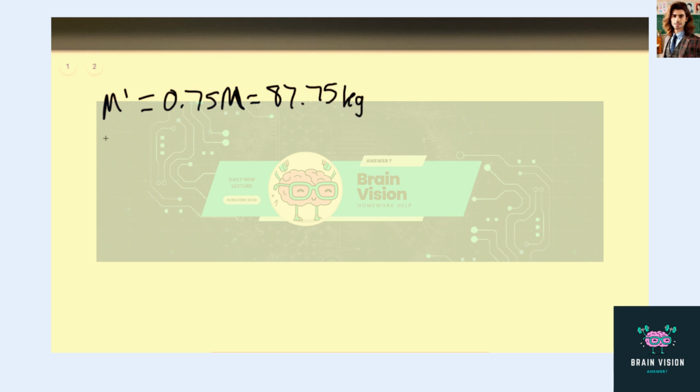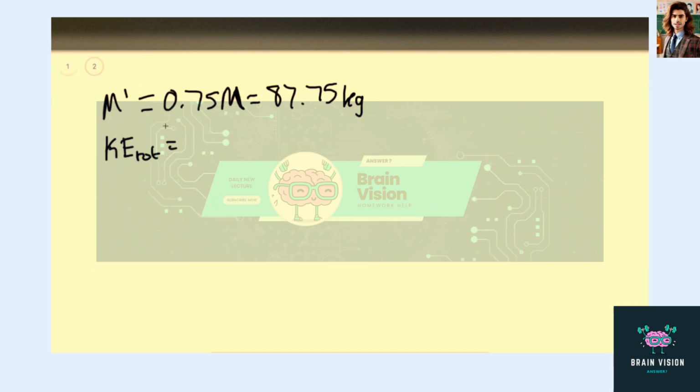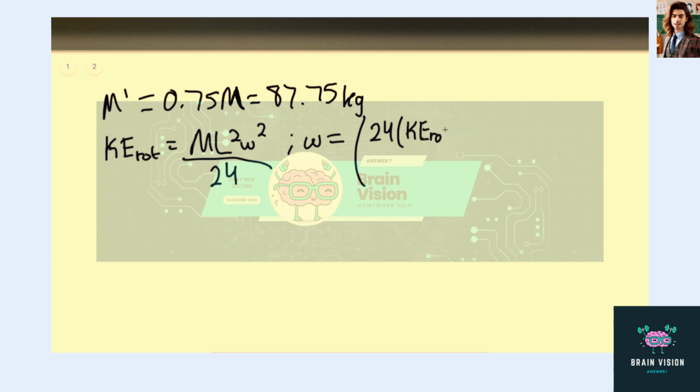And we can just say rotational kinetic energy equals, we can go back and say ml squared omega squared over 24. And at this point, we have to solve for omega. So omega will equal 24 times the rotational kinetic energy divided by ml squared. And this will all be to the half power.